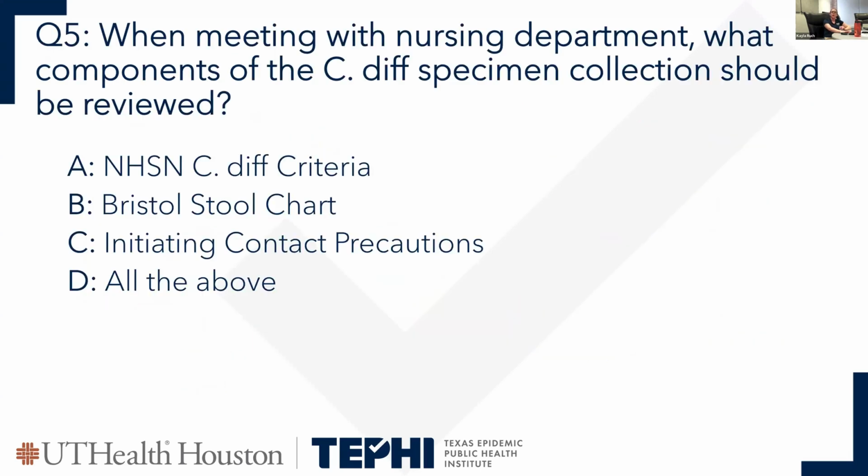So next, when we talked about it in the lecture, what is a way that we can educate our nursing staff on C. diff? Should we be reviewing the NHSN C. diff criteria with them, the Bristol stool chart with them, making sure our samples are appropriate, initiating contact precautions, maybe talking about donning and doffing? Or D, do all of those things need to be covered? What is the correct answer? Yes, great. D, all of them.